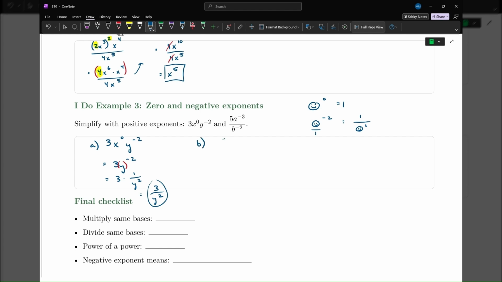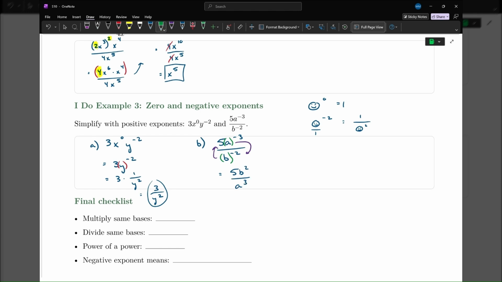The second one says 5 times a to the negative 3 over b to the negative 2. Now, I could split this up and do it similar to the last question. Really what I'm going to say is, well, they're reciprocal. First of all, the 5 is doing its own thing. So b and a both have the negative exponents, while 5 is just hanging out, not moving. Now, a with the negative 3 is going to flip to the bottom. b with the negative 2 is going to flip to the top. So what that's going to leave is 5b squared over a cubed.